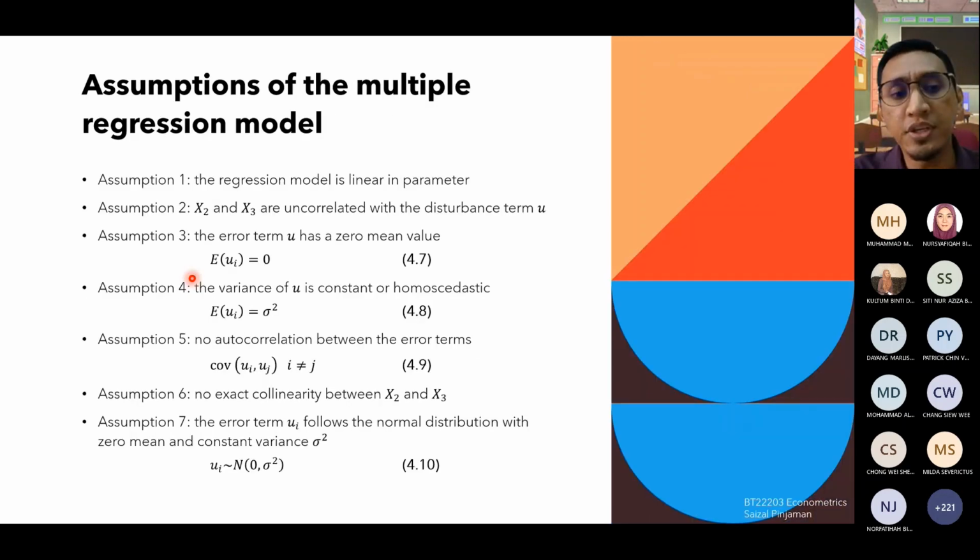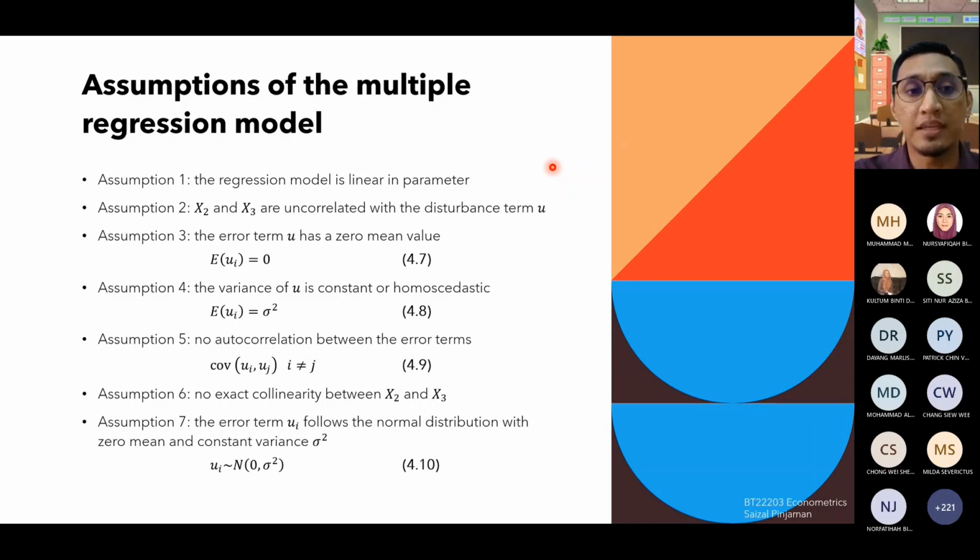And here you can see the assumptions of a multiple regression model. It is clear that the assumptions for a multiple regression model are pretty much the same as in the simple regression model. We have 7 assumptions, and assumption number 7 is important for hypothesis testing. Assumption number 1 is that the regression model is linear in its parameters. That is why we call it a linear regression model.